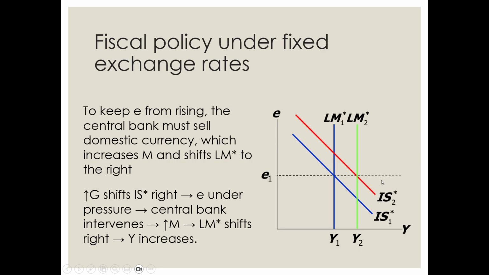Fiscal policy under fixed exchange rate. With a fixed exchange rate, if the government increases spending, the IS curve shifts to the right, putting upward pressure on the exchange rate. To keep the rate fixed, the central bank must sell the domestic currency and buy foreign currency. This increases the money supply and shifts the LM curve to the right. The result, output rises. So fiscal policy is very effective under the fixed rate.